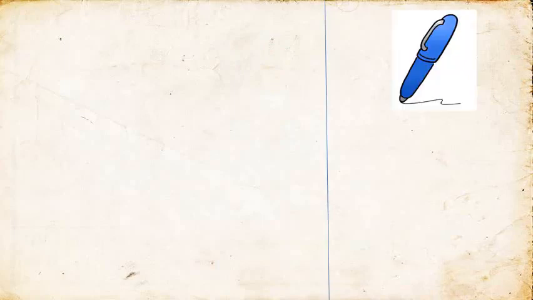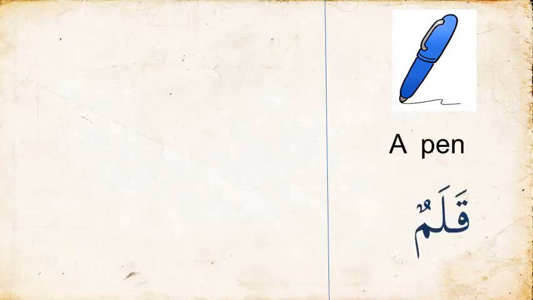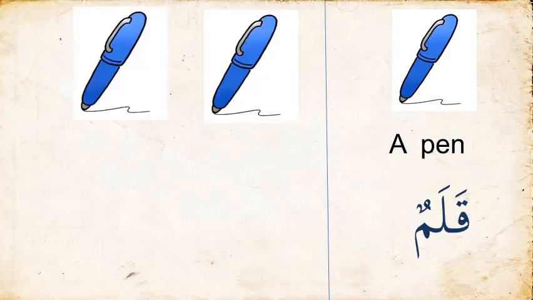So starting with the mufrad, in the picture we have a pen. In Arabic, it would be qalamun. Qalamun would be a pen. If, for instance, I had two pens, and I want to say two pens in Arabic, we won't say ithnain qalamun. We would use a special form called the muthanna, or the dual form. So what is the dual form of qalamun? How do I say two pens in qalamun?